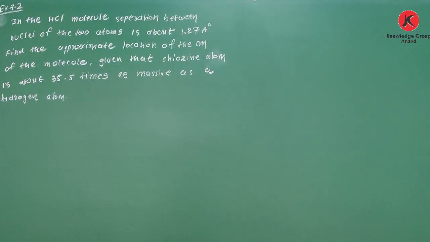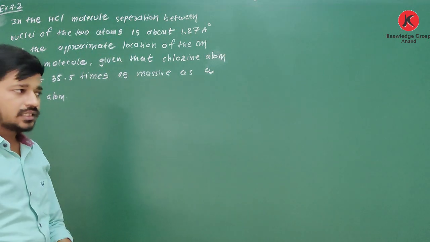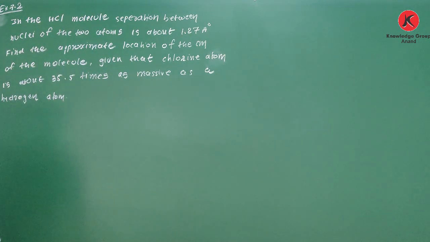Now next question from exercise 7.2. In the HCl molecule, separation between nuclei of the two atoms is about 1.27 angstrom. Find the approximate location of center of mass of the molecule given that chlorine atom is about 35.5 times as massive as hydrogen atom. Yes. See, what is given actually? In the HCl molecule, the separation between nuclei of the two atoms is about 1.27 angstrom.